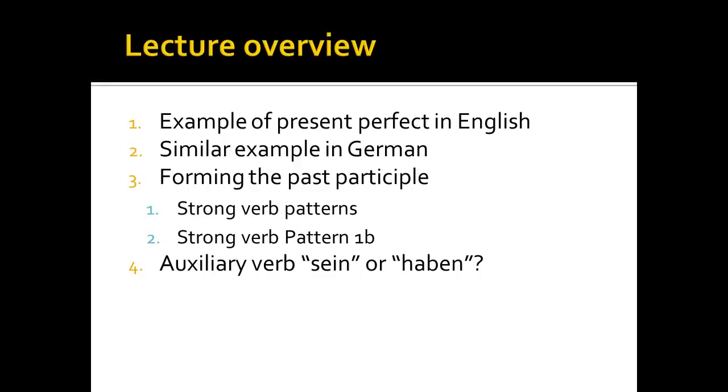After looking at examples of how to form the present perfect tense, we will look specifically at how to form past participles. Past participles are an essential part of forming the present perfect tense, and we'll see that German strong verbs follow roughly 8 conjugation patterns. After looking at those patterns generally, we'll look at one specifically, what they call strong verb pattern 1b. Finally, we'll conclude our lecture with a discussion of when to use the auxiliary verb sein or haben when forming the present perfect tense.